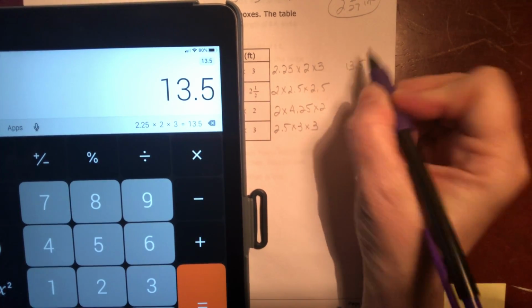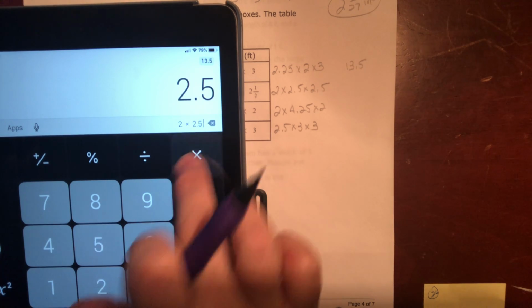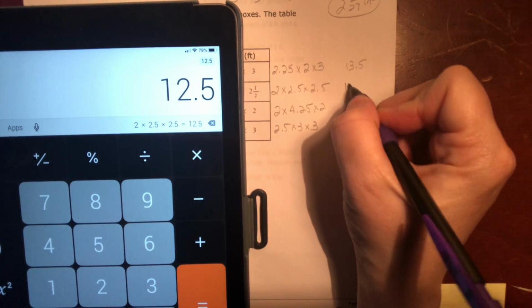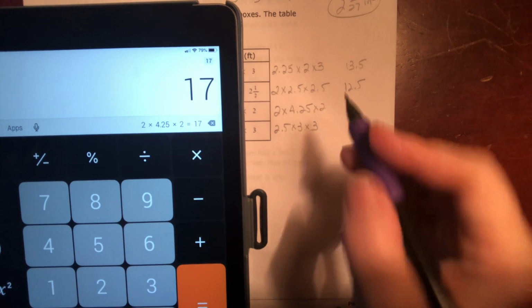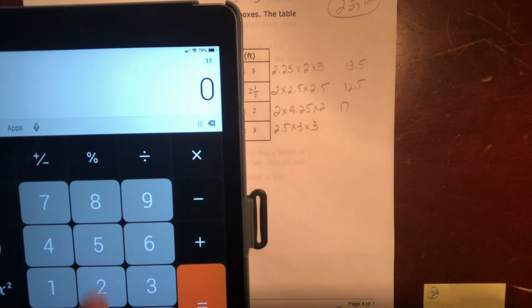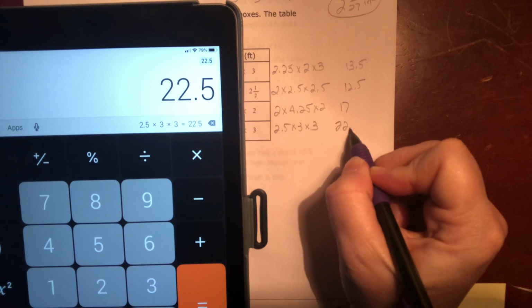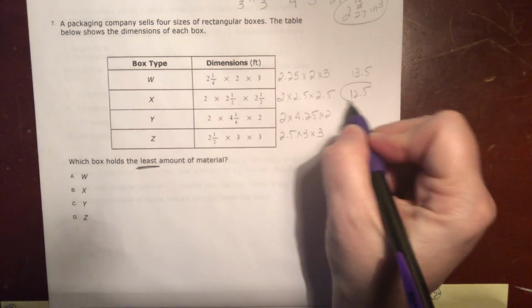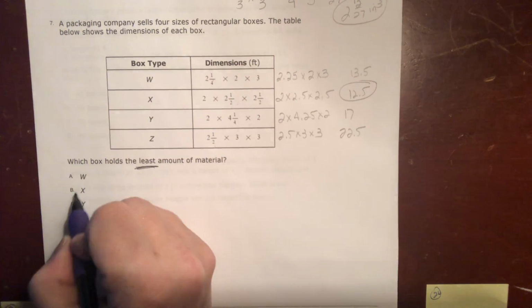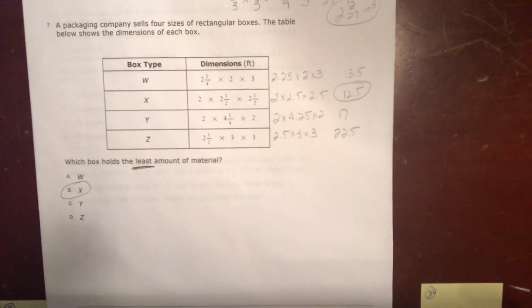That's 13.5. We have 2 times 2.5 times 2.5. It's 12.5. We have 2 times 4.25 times 2, which is 17. And then we have 2.5 times 3 times 3, which is 22.5. So what we're looking for is the least. So that should be the least. This is box X. Let me check the answers. 7 is B. All right, so far so good.